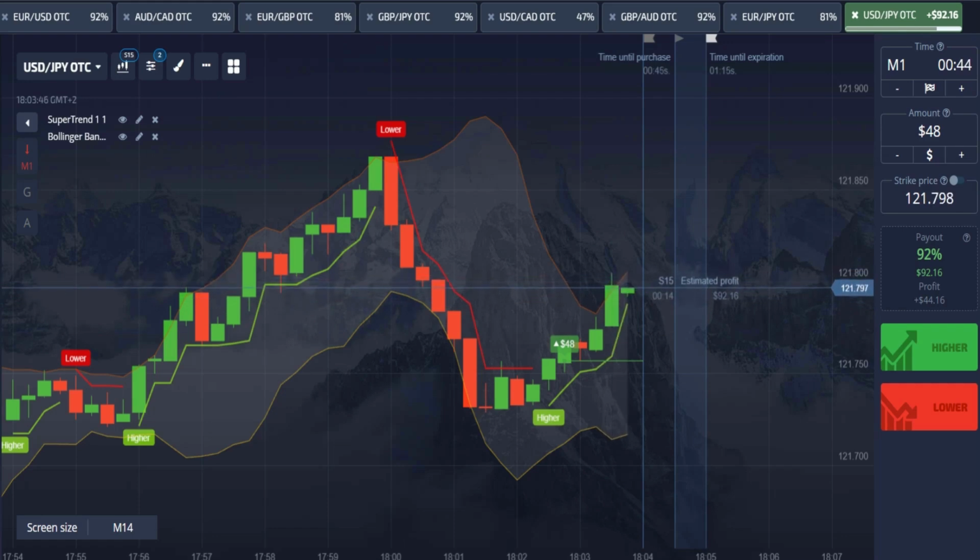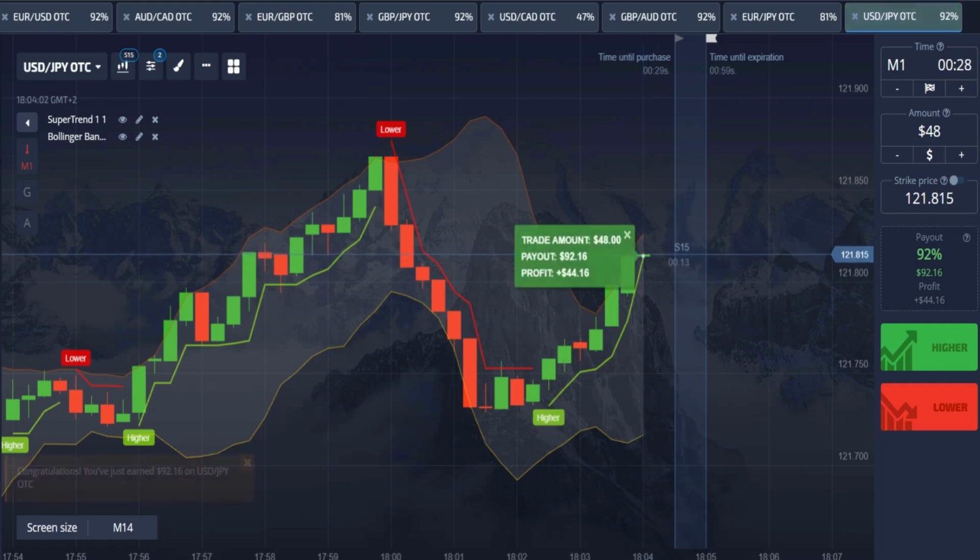Now, let's wait and see how this trade performs. Will it be another winner? Awesome news! We've won this trade too! Stick around as we look for more perfect trade setups to keep the momentum going.